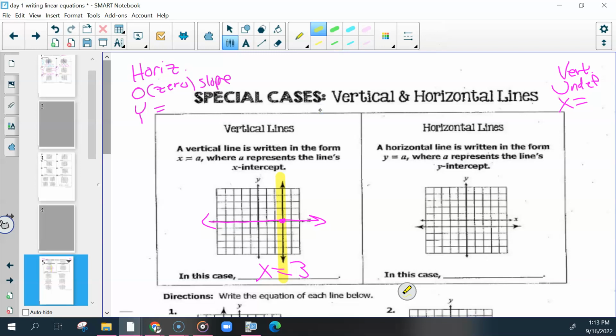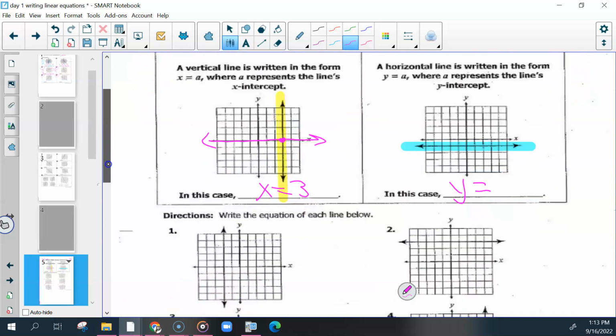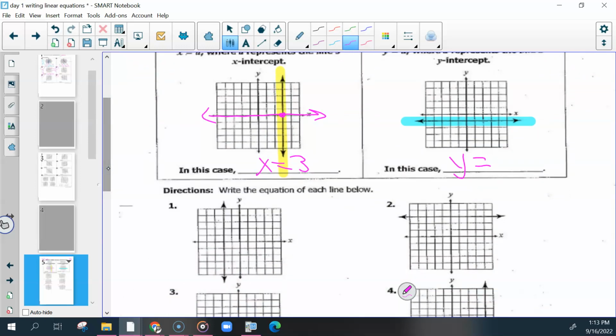Right, and then opposite, for our horizontal line, this one right here, that's going to be our y equals from our four books. And then we're looking for where that horizontal line crosses our y axis. So then again, your slope of this line would be 0, but your equation would be at negative 1. Y equals negative 1 is your equation, m equals 0 is your slope. Keep those separate in your mind.